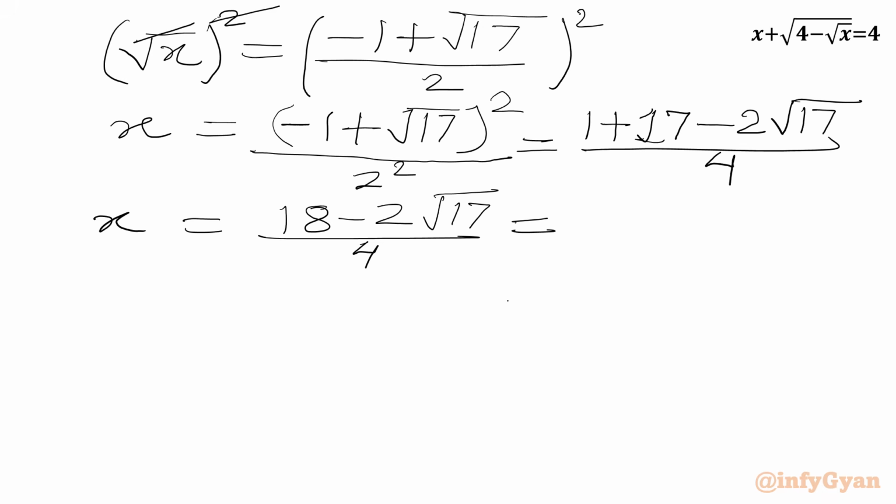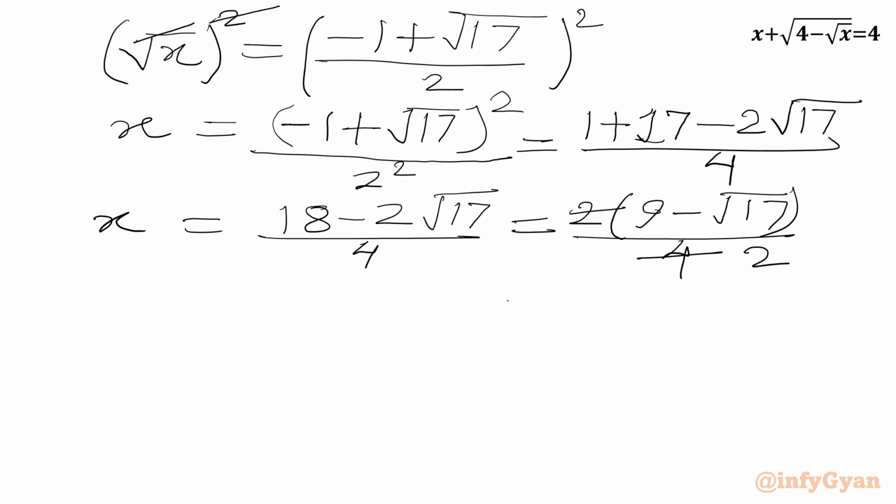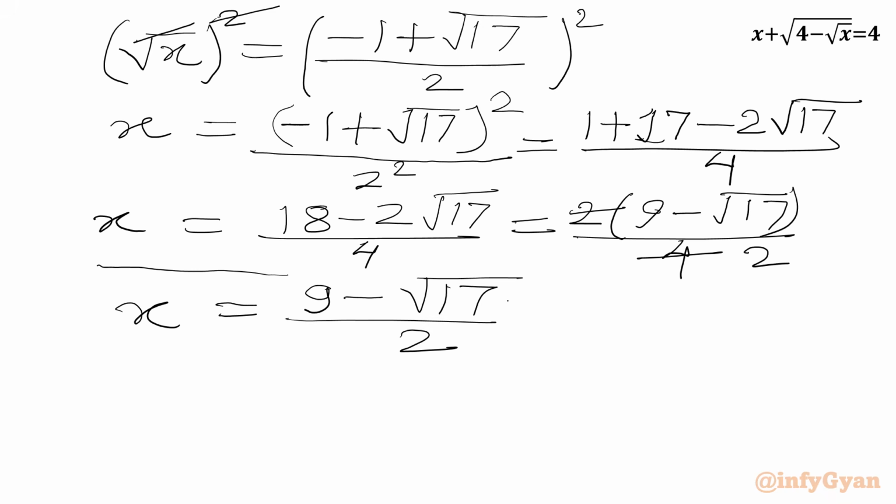We can take 2 common from the numerator. So in the bracket we'll write 9 minus root 17 over 4. Now we can cancel the denominator 4, so the denominator will be 2. So here we have the first real solution, 9 minus square root 17 over 2. Now this is from our first equation.